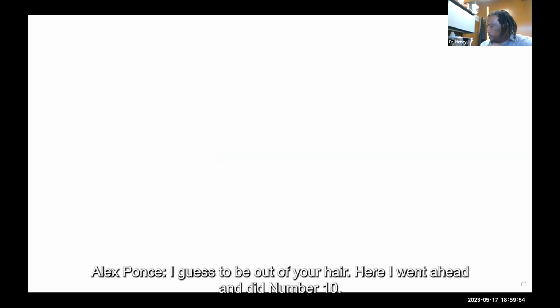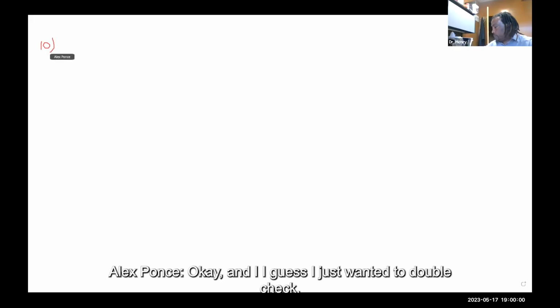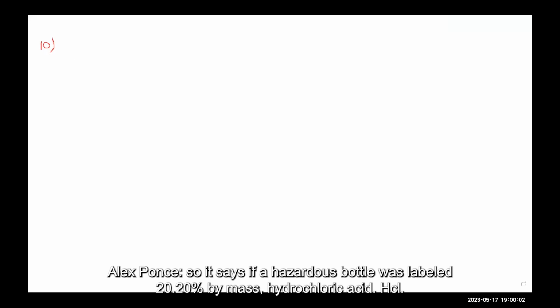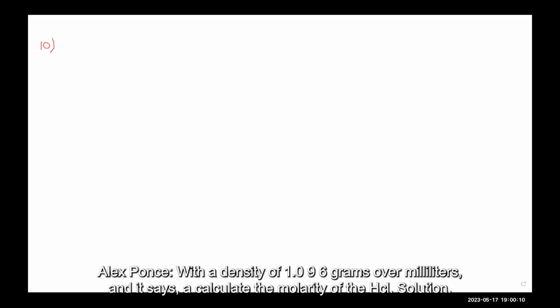To be out of your hair here, I went ahead and did number 10, and I just wanted to double check. It says if a hazardous bottle is labeled 20.20% by mass hydrochloric acid (HCl) with a density of 1.096 grams per milliliter, A, calculate the molarity of the HCl solution.